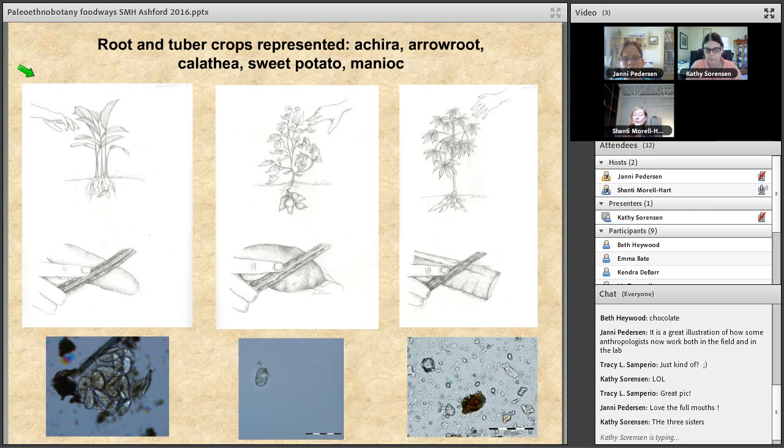To the very left, we've got a root crop that's more common in northern South America called llerén, or calathea. In the middle, we've got someone slicing into a sweet potato, and to the right, we've got someone slicing into manioc or cassava. So on the very bottom, you can see the images of the starch grains that I recovered that correspond to each one of these plants.